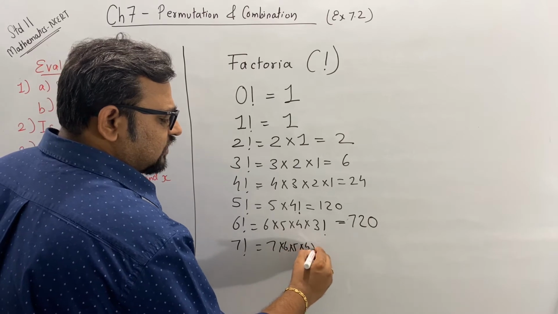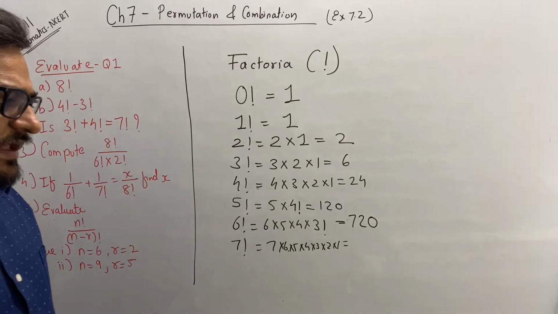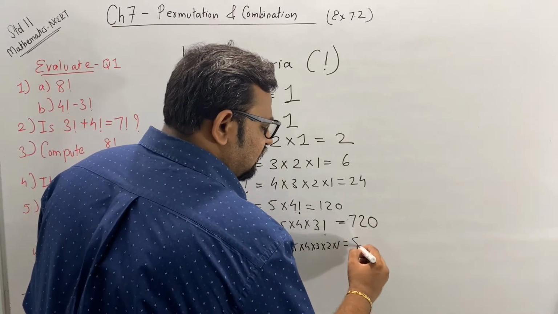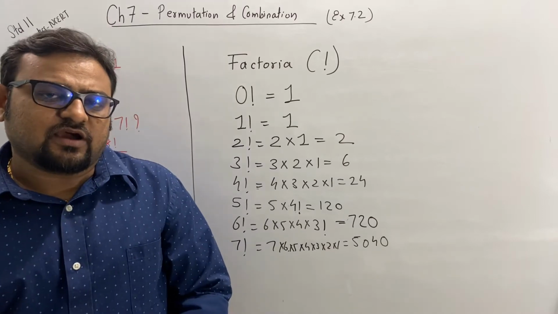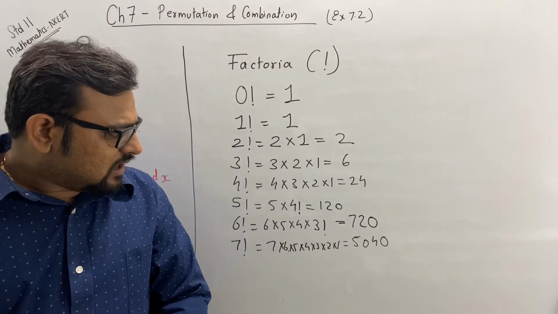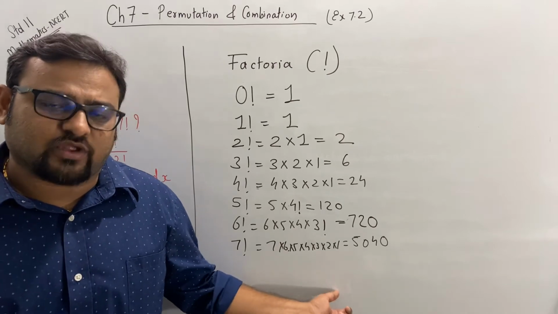Okay, 7 factorial, 7 into 6 into 5 into 4 into 3 into 2 into 1. This will be equal to 5040. Clear? So I want you to memorize till 7 factorial.